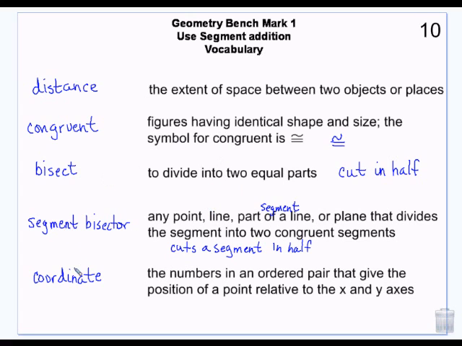And a coordinate is the numbers in an ordered pair that give the position of a point relative to the x and y axes. You guys have seen these. These are called coordinate planes. You have an x-axis and a y-axis, and things get graphed there, and then they have a point (x, y). This is a coordinate. Coordinates are just directions, essentially. This would be saying I'm going to go x blocks east and y blocks north. If I was over here, I'd go x blocks west and y blocks south. They're just directions.